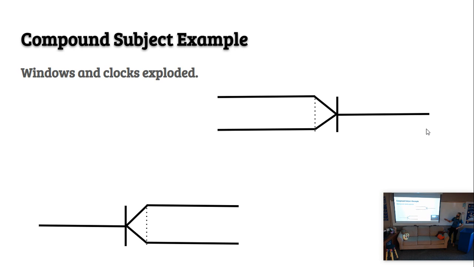Now, which one do we put on top? What do we think? Which one do we think goes on top? Malachi, what do you think? Why, Malachi? Why would you put windows on top? Because it comes first. Okay, whatever comes first in the sentence is always going to go on top. So we've got windows, and then we've got clocks as our second verb. So clocks goes on the bottom.